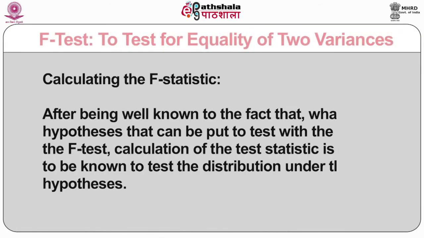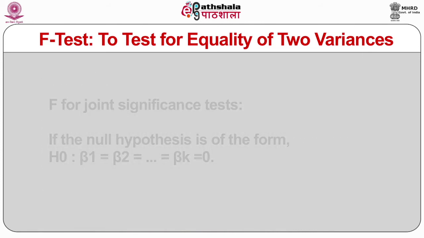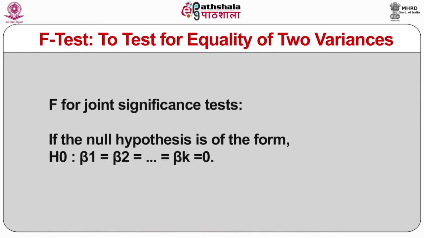Now, calculating the F statistic. After becoming familiar with what kind of hypothesis can be put to test with the help of the F test, the calculation of the test statistic is required in order to know the distribution under the null hypothesis. Now, the F statistic for the joint significance test can be calculated if the null hypothesis is of the form B1 is equal to B2 till Bk, which is equal to 0.